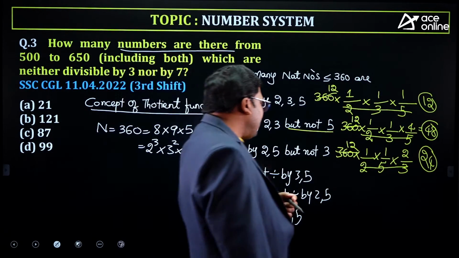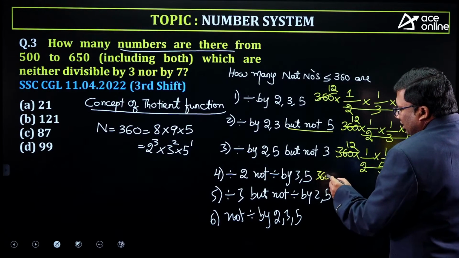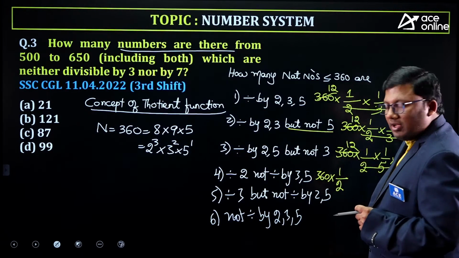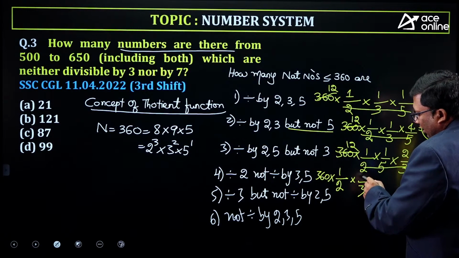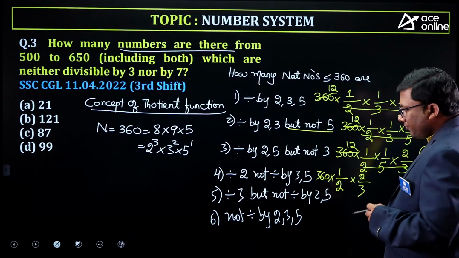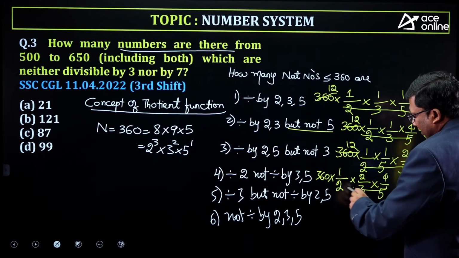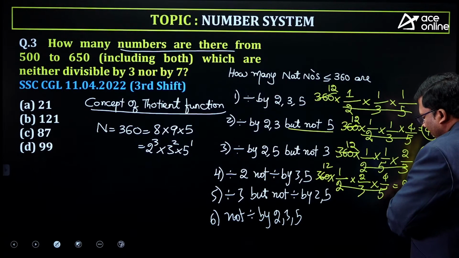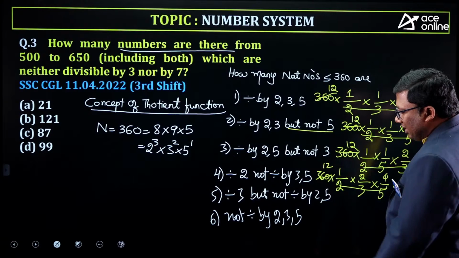Divisible by 2, but not divisible by 3, 5. For every 360 numbers, for every 2 numbers, 1 number is divisible. For every 3, not divisible is 2. For every 5, not divisible is 4. So 30, 12s are, 12 8s are 96. I hope you got an idea of all these questions. Let us solve 6th, 7th and 8th.